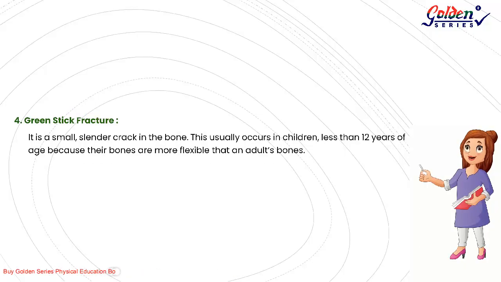Green stick fracture. It is a small, slender crack in the bone. This usually occurs in children less than 12 years of age because their bones are more flexible than an adult's bones.